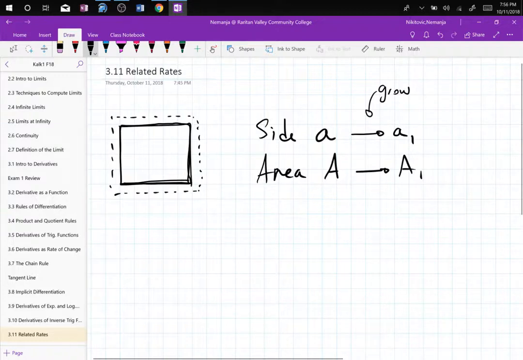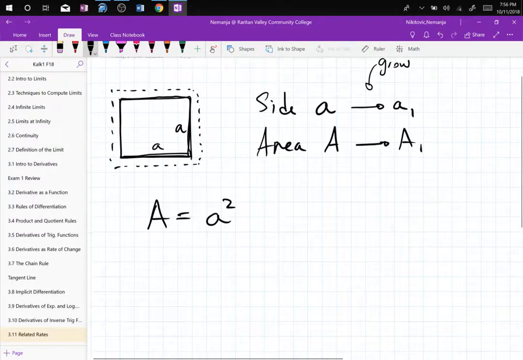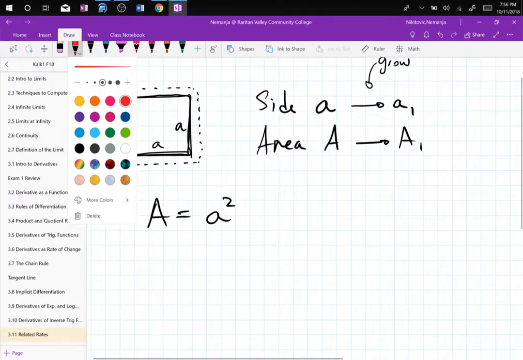So if this is a square, I know that area is equal to A squared, side squared. And if I want to see how fast the quantity is changing, I will take the time derivative.